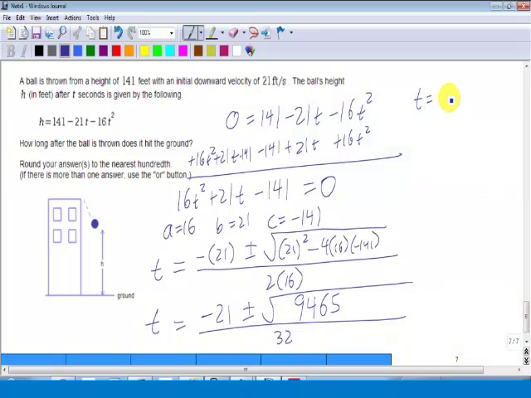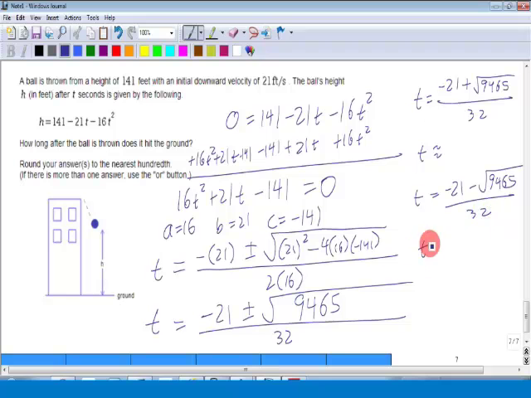T equals, well, just like I didn't want to think about factoring that, I really don't want to think about simplifying this radical. I'm thinking it's about time to write them separately: negative 21 plus the square root of 9,465 all over 32. And we'll punch that up on the calculator. T equals negative 21 minus the square root of 9,465 all over 32. And we'll punch that one up on the calculator too.